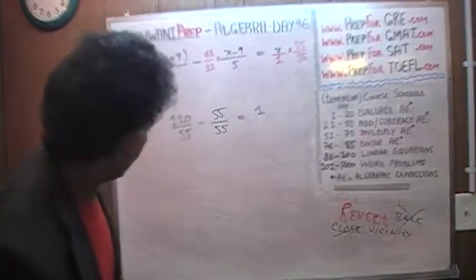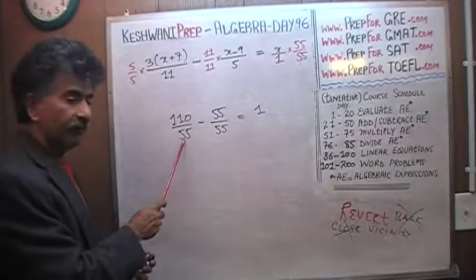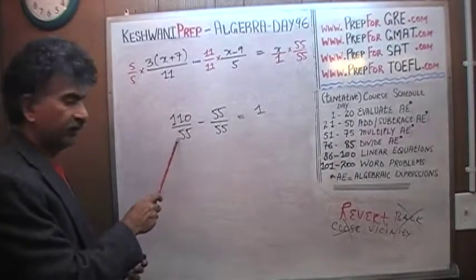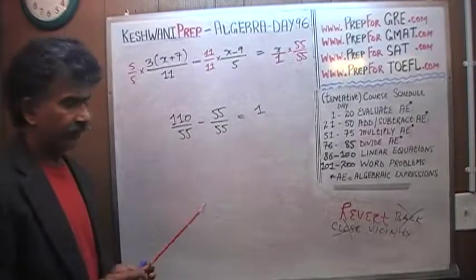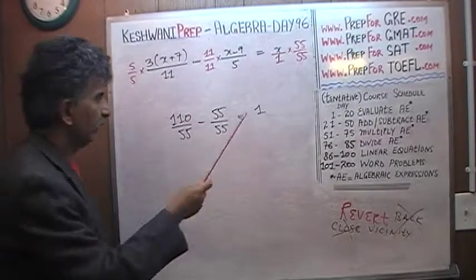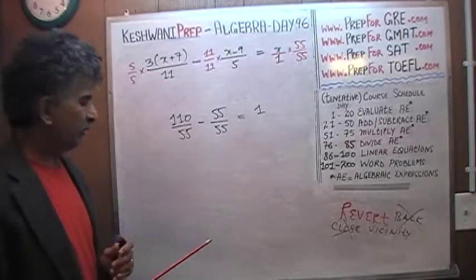Well, 110 is 2 times 55. So 110 divided by 55 is 2. This quantity is 2, and 55 over 55 is 1. 2 minus 1 equals 1. This is a valid equation. It is a valid equation.